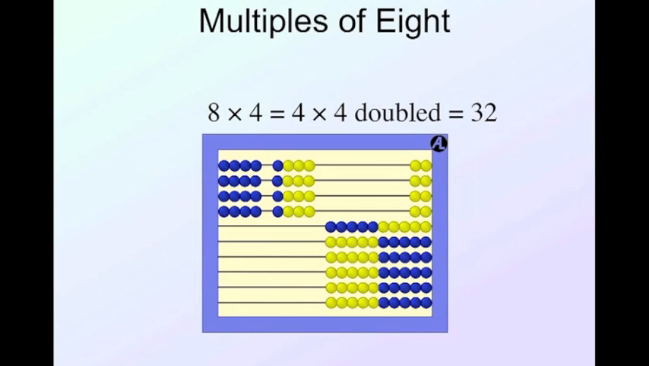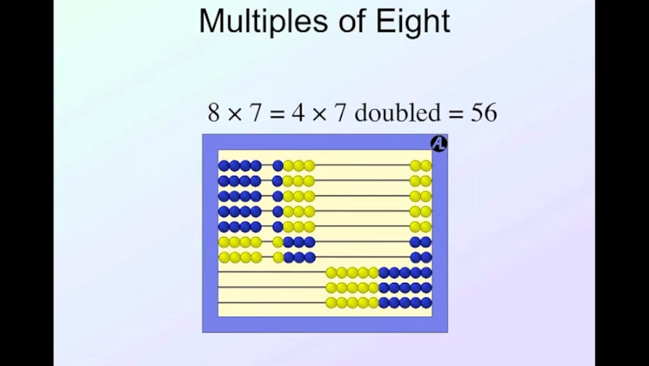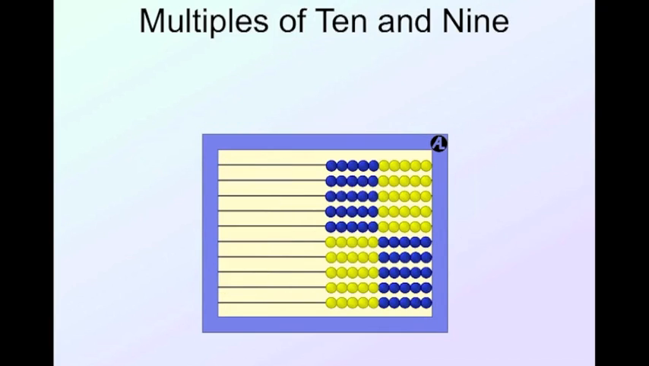8 times 4 is the same thing as 4 times 4 doubled, which is 32. 8 times 5 is 4 times 5, 20, doubled, which is 40. 8 times 6 is the same thing as 4 times 6 doubled. 8 times 7, 8 times 8, 8 times 9, and 8 times 10.